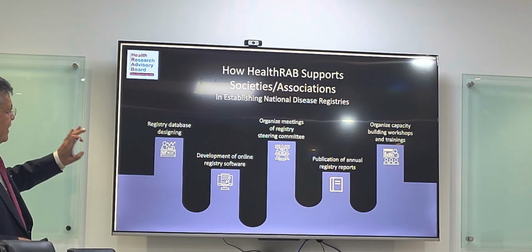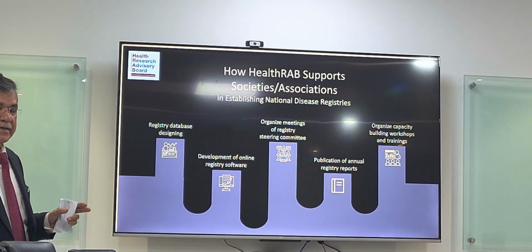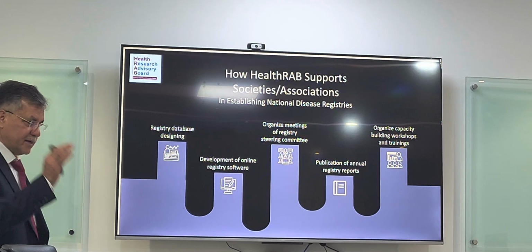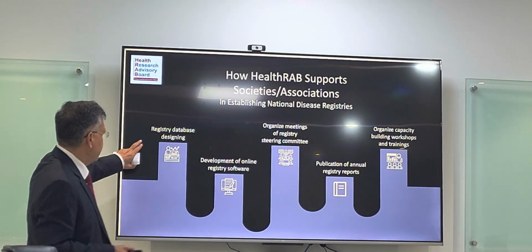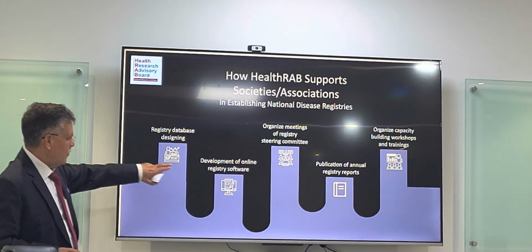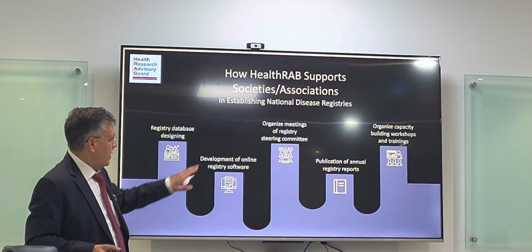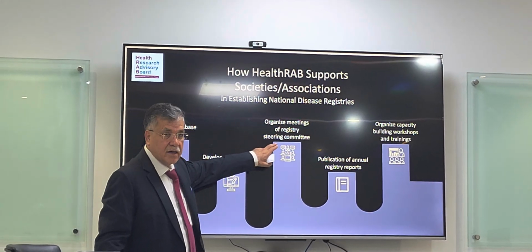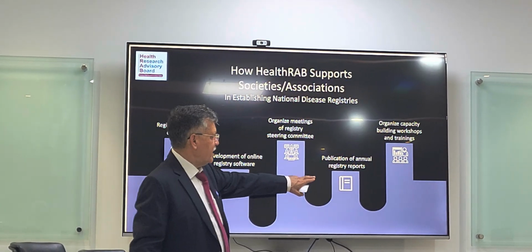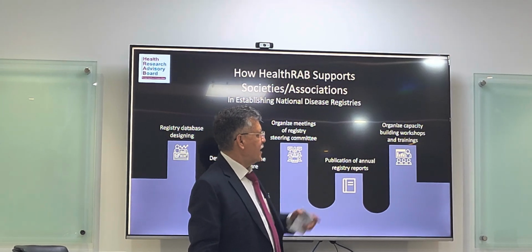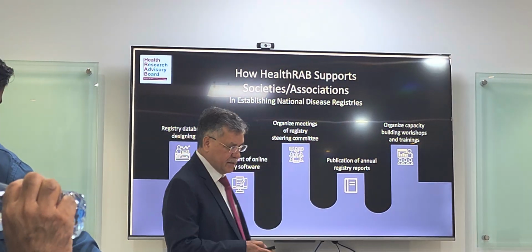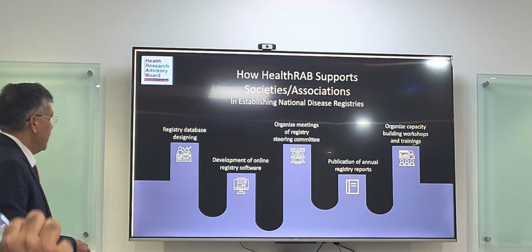Now, how does HealthRAB support these various societies like the Orthopedic Society, Psychiatric Society, or Cardiac Society? Registry web design, development of online registry software, organizing meetings with the registry steering committee, publication of the annual report, organizing best delivery. These are the various steps.